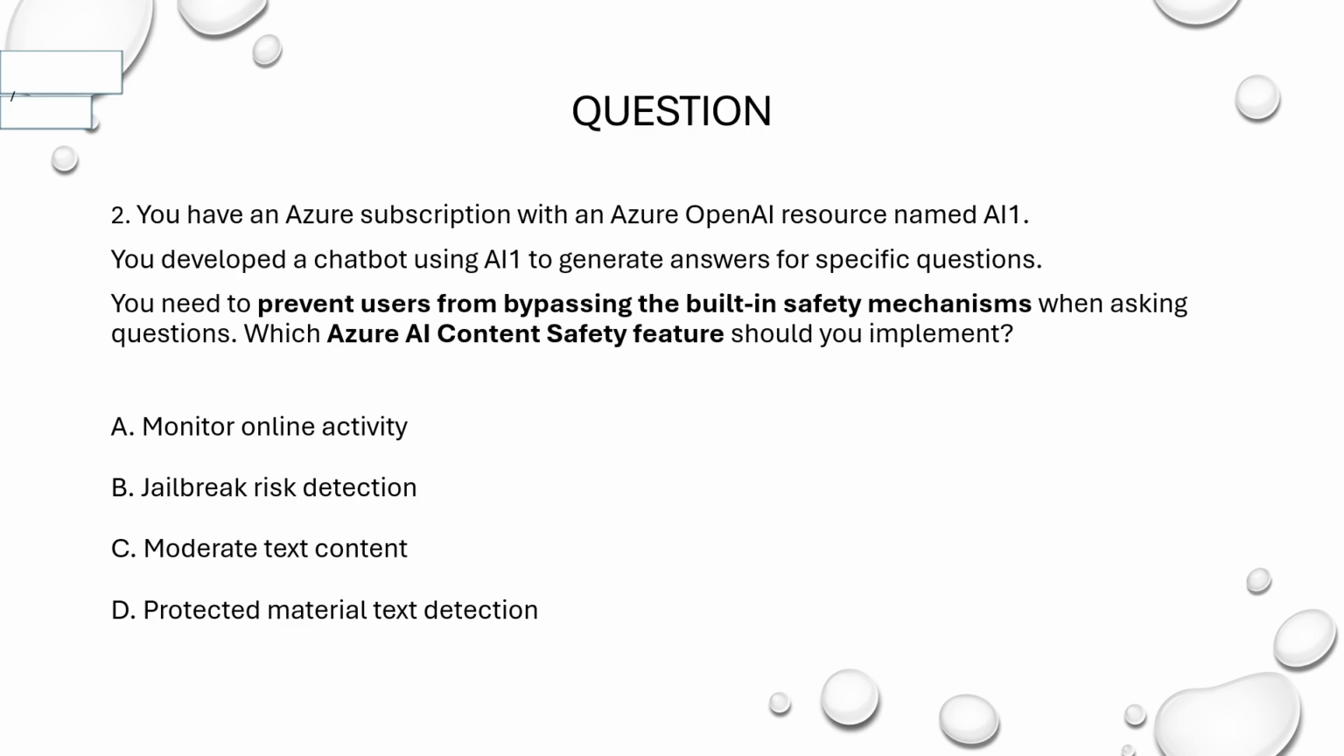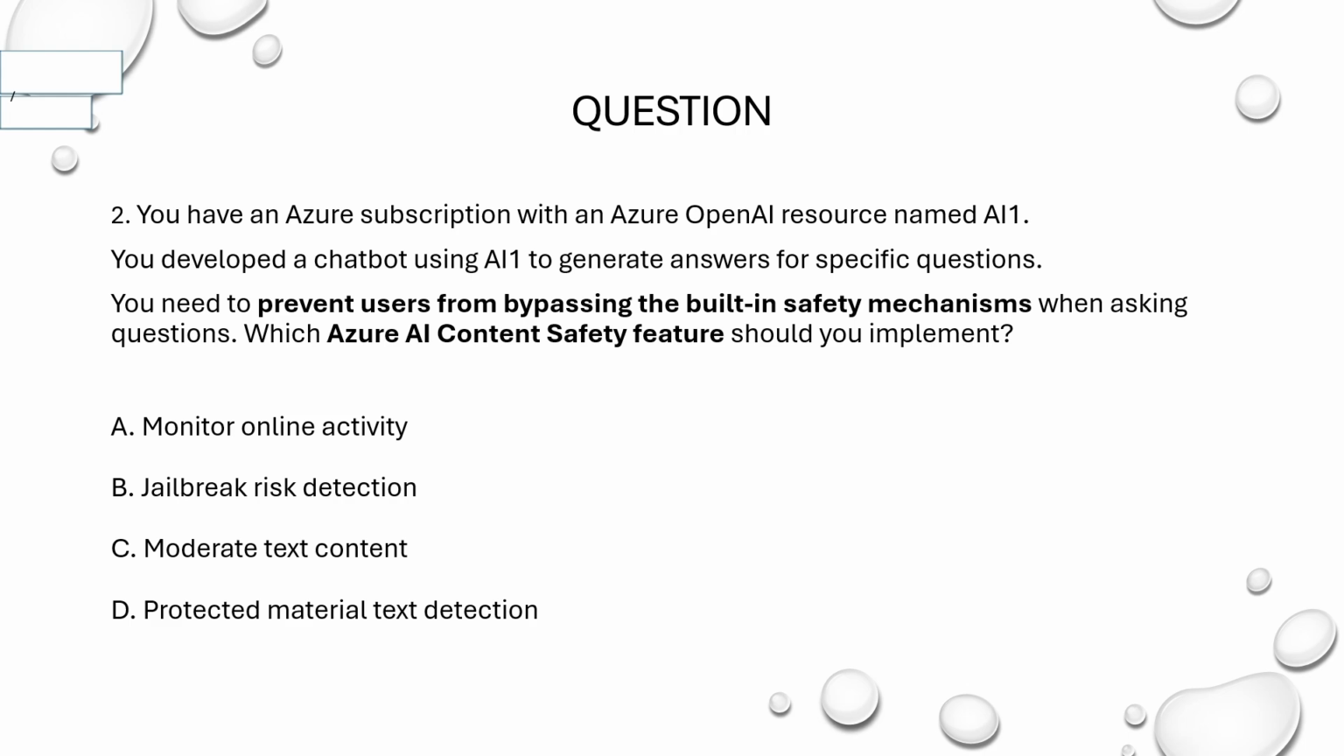There is a built-in safety mechanism for that AI resource, but sometimes users try to bypass this safety mechanism. Users may ask inappropriate or provocative questions, which will force the chatbot to give offensive replies. So you have to prevent this. You have to monitor the input questions to the chatbot. So which feature of content safety should we use to do this?